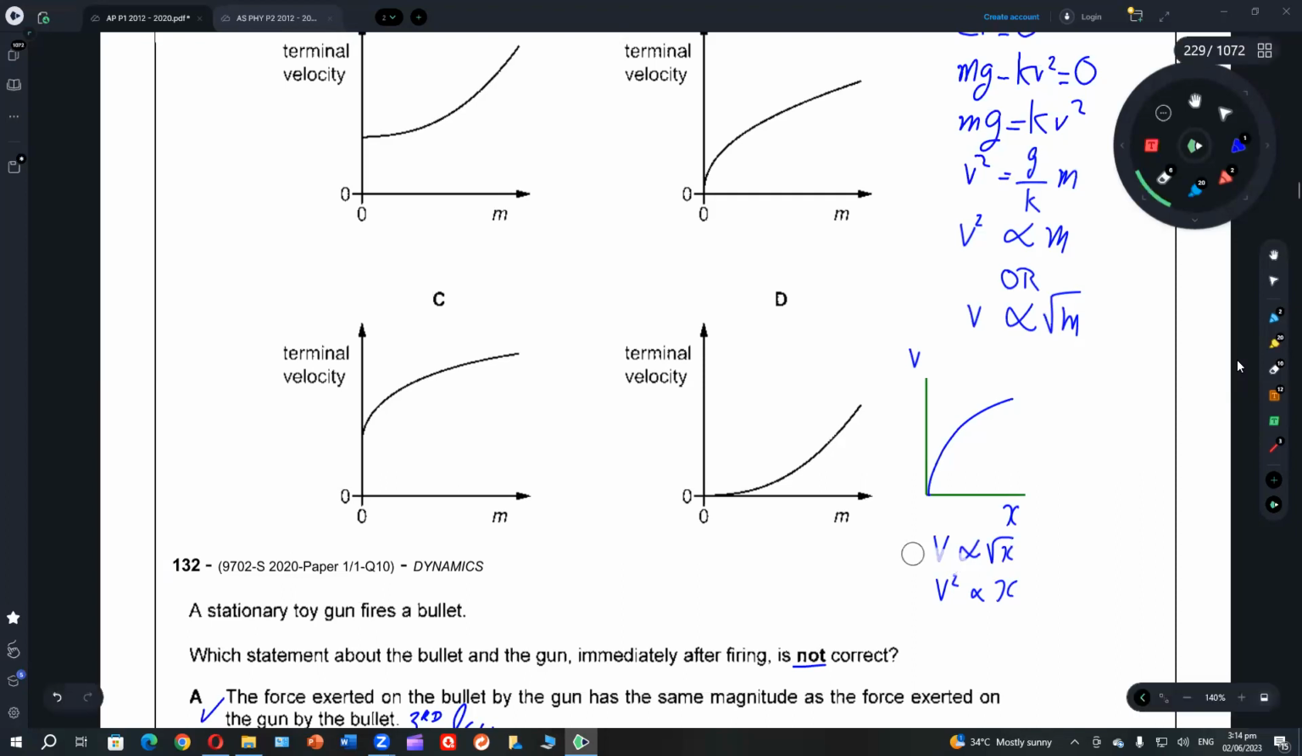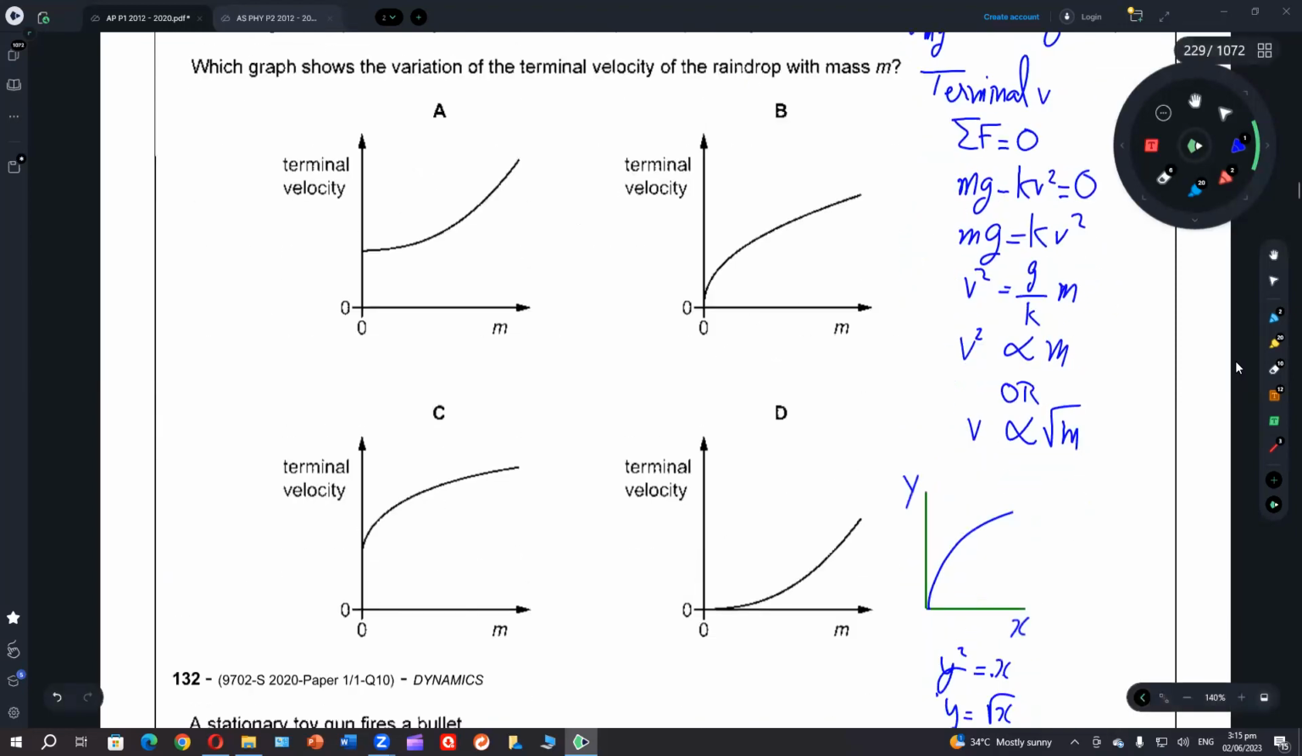So v squared. I write the equation for clarity: y squared is equal to x. So this is a memory. It's better to learn this, especially if someone is not taking maths. This is a graph of y squared is equal to x.